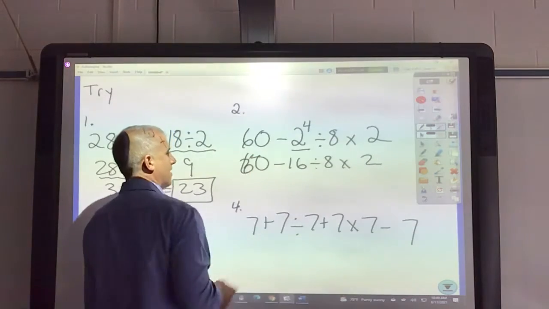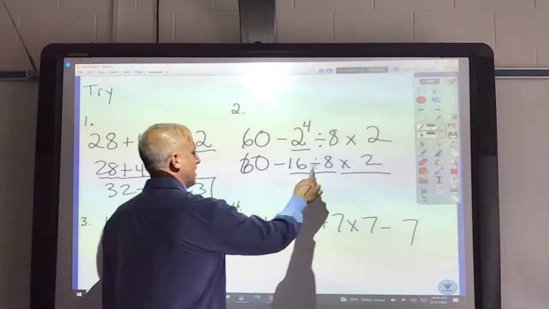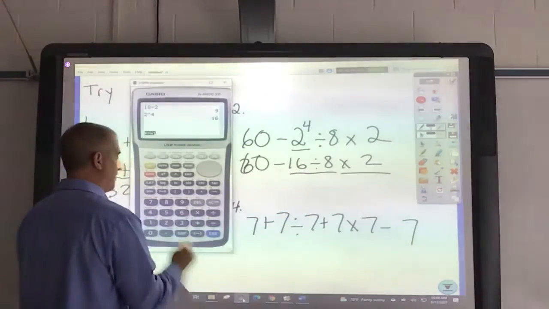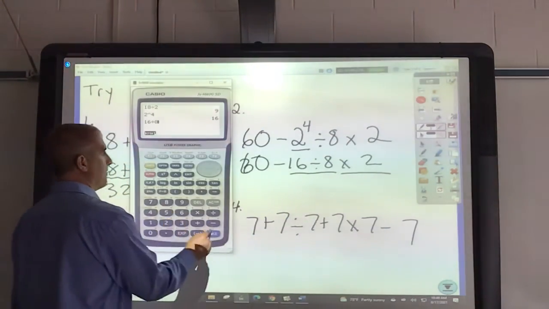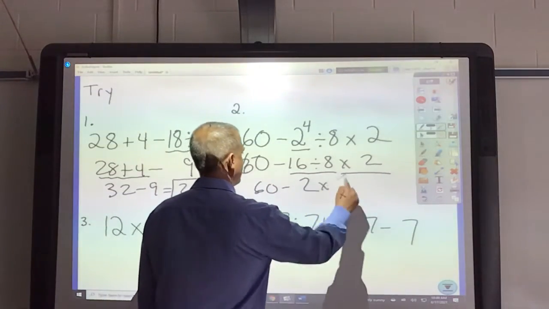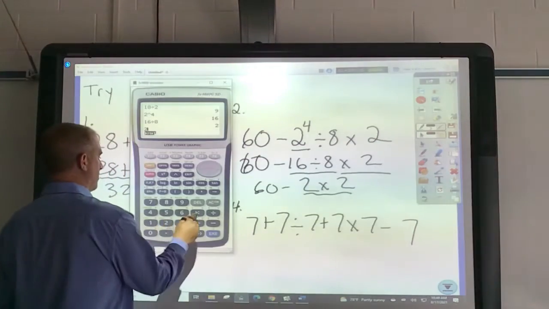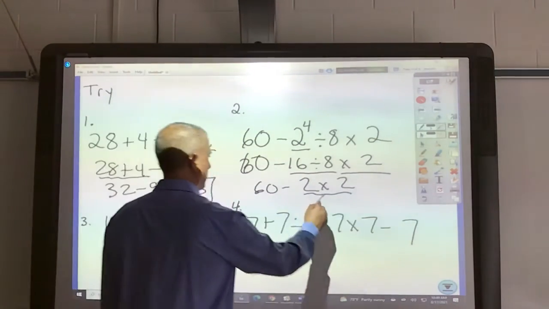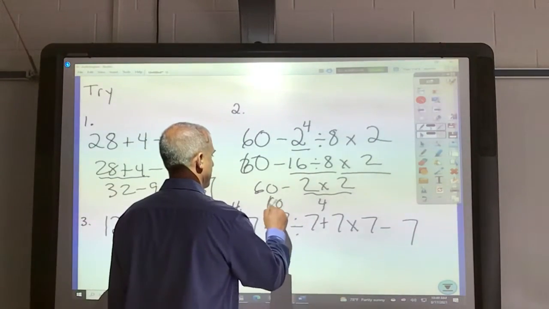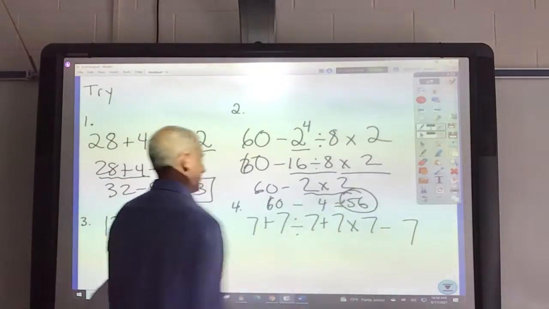Now, I've got division, I've got multiplication. Which one comes first? I'm going to do the 16 divided by 8 first. 16 divided by 8 is 2. So I've got 60 minus 2 times 2. Now I'm going to do the 2 times 2, which is 4. 60 minus 4 is 56.